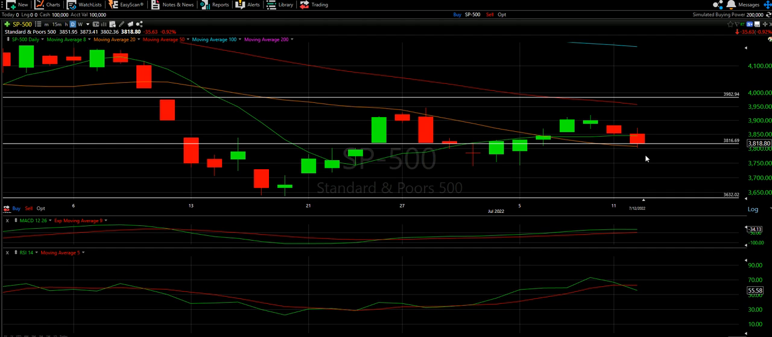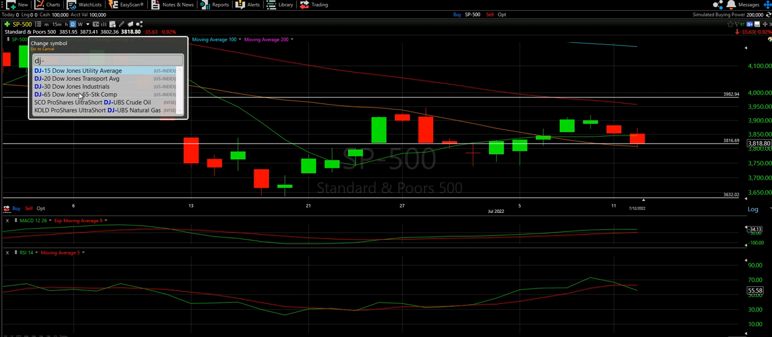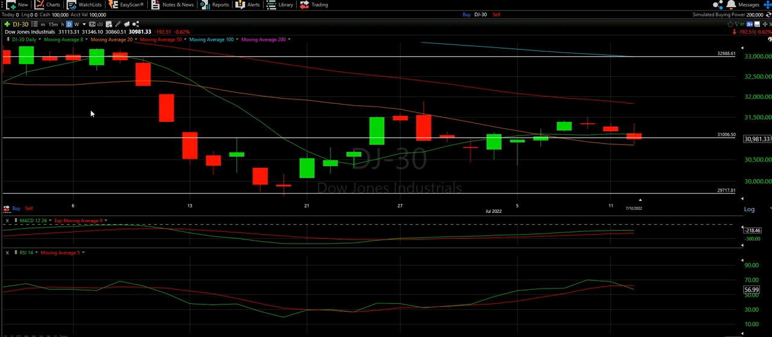Again, we have this extra line here. The gap is a lot tighter on the SP500 and the Dow Jones, which we'll get to next, than the NASDAQ. But nonetheless, same story with the moving averages, MACD, and then the sharp declining RSI. So let's take a look at the Dow Jones, DJ30, Dow Jones Industrial. Literally the exact same story.